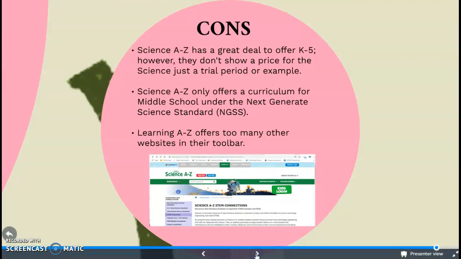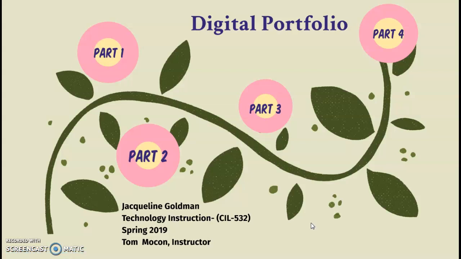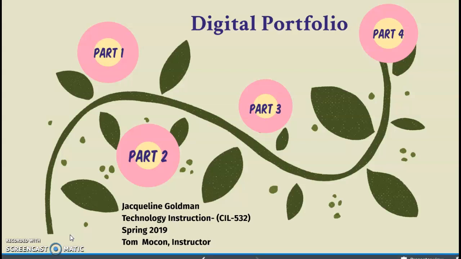Again, my name is Jacqueline Goldman, and I enjoyed doing this project. At first, I thought it would be overwhelming, and quite so, but I am so glad that I had the opportunity to do this project, and I learned so much from this class, and I look forward to using all the things that I have learned from this class in the coming years of my teaching.